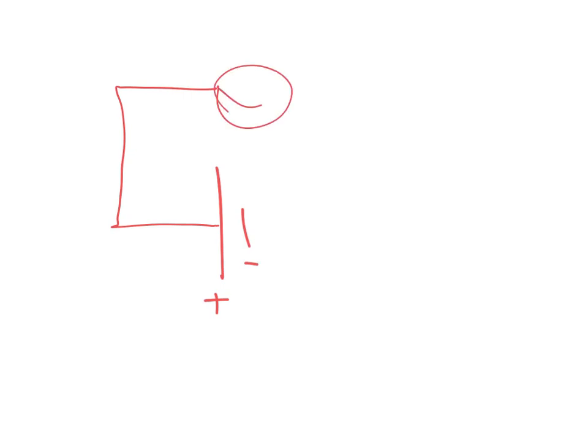Battery. It's a battery. This is my positive terminal. There's my negative terminal. Now, the question is, when I put this into a circuit, I'm going to attach it with what? Wires. What's this? It's a light. Light bulb.